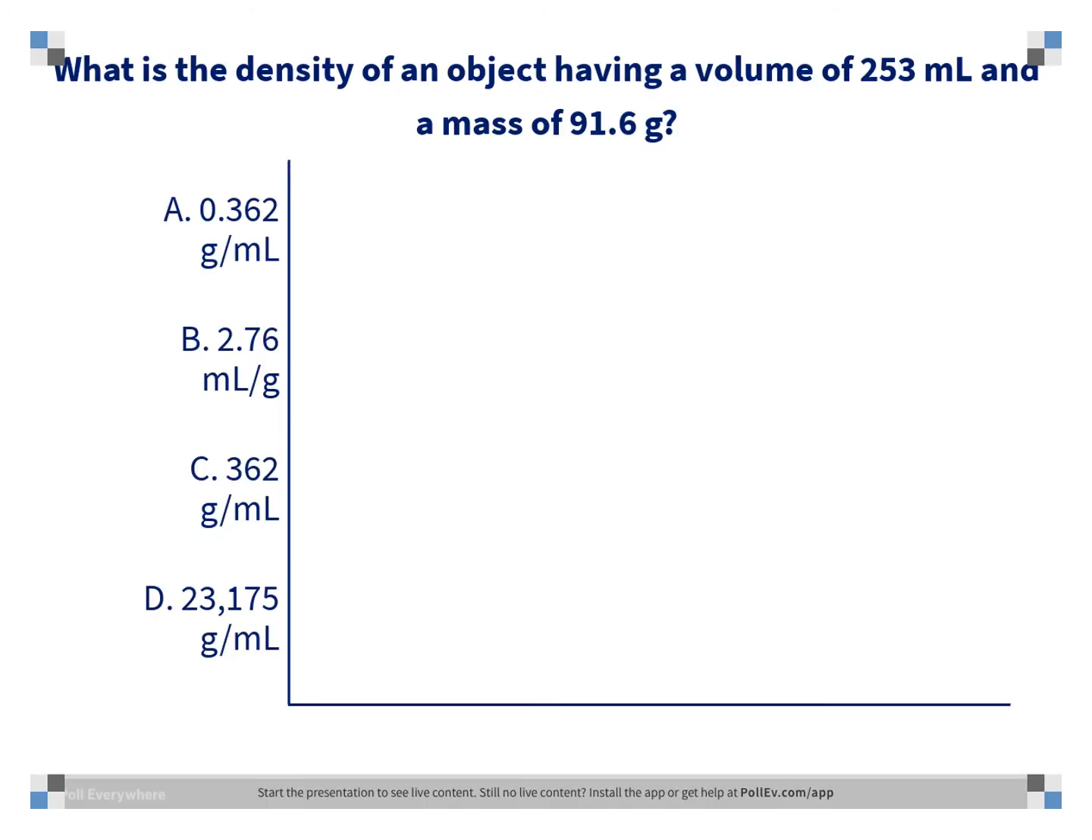The correct answer is A, 0.362 grams per milliliter. This time you do not need to rearrange the density equation, since you are solving for density, and density is already by itself on one side of the equal sign in our equation, density equals mass over volume. We also do not need to change any units, so we plug in our numbers as is to do 91.6 grams divided by 253 milliliters to get 0.362 grams per milliliter. Always check the units you get out of an equation. They should be the same as the units in the equation.